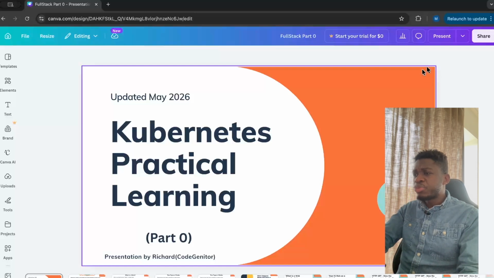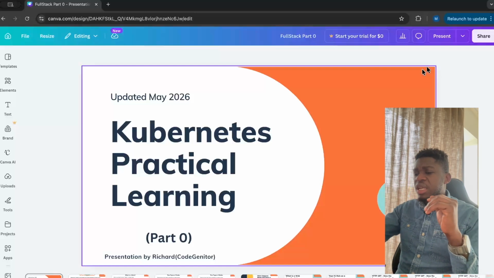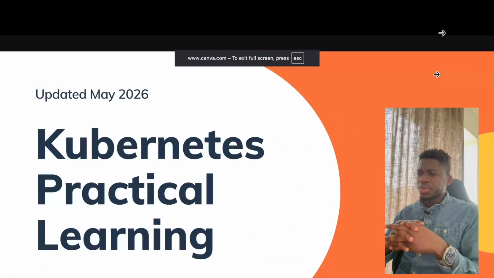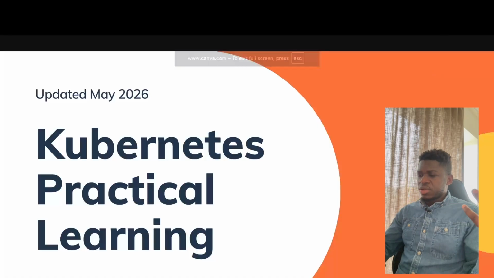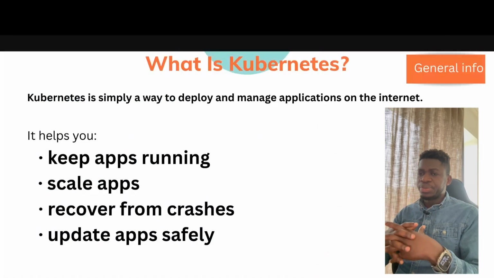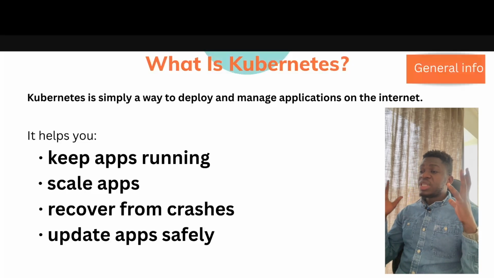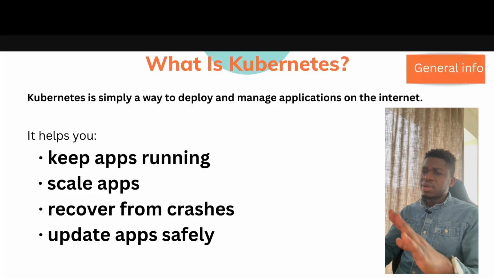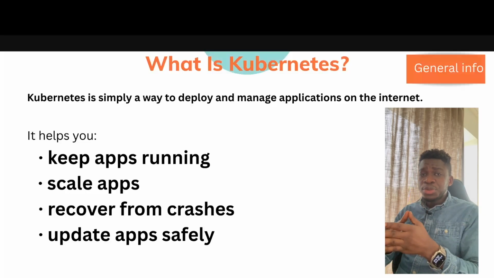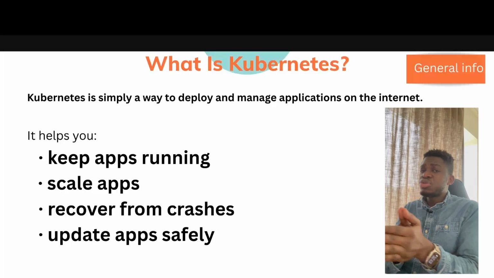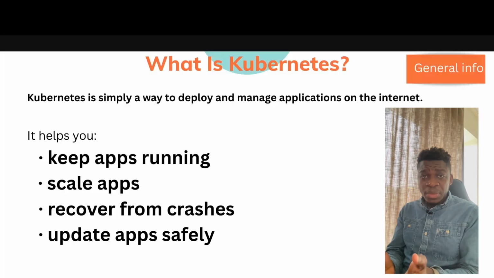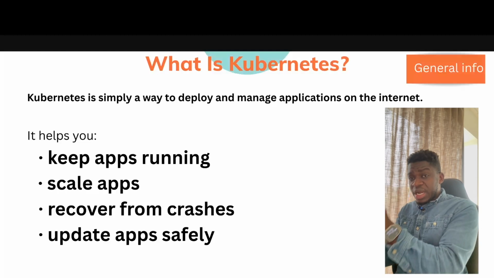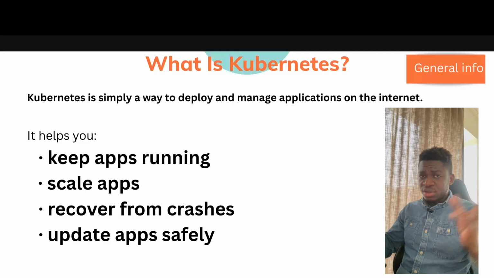So let's jump right into presenting this documentation that I have made. So first of all, to learn about Kubernetes, we need to know what Kubernetes is, okay? So what is Kubernetes? Well, it is a way to just manage your application on the internet. That's it. Don't overthink it, because again, Kubernetes helps you deploy applications onto the internet so that people can use them. But Kubernetes is also going to help you keep your application running.